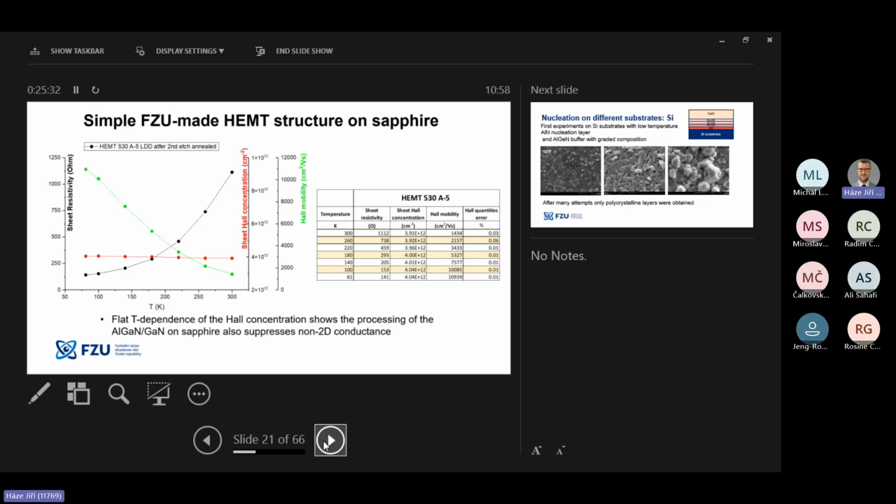What is also a nice property of the two-dimensional electron gas is that the concentration of carriers is independent of temperature, which is not typical for any semiconductor structure. So this is interesting. Here the resistivity is, of course, increasing with increasing temperature and mobility is decreasing, but the sheet carrier concentration remains the same.